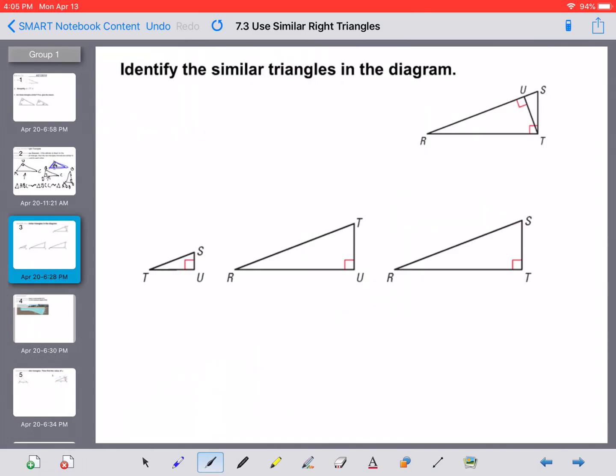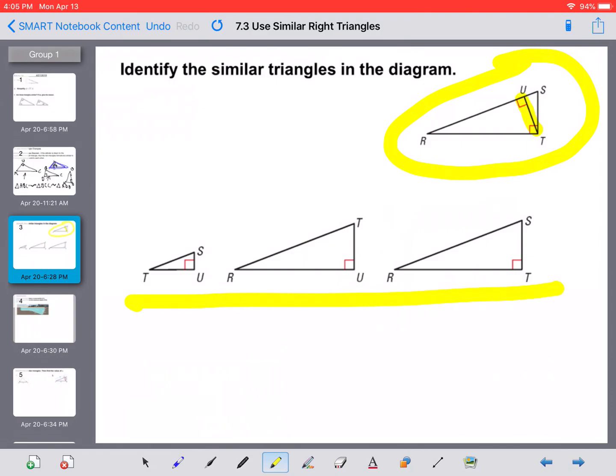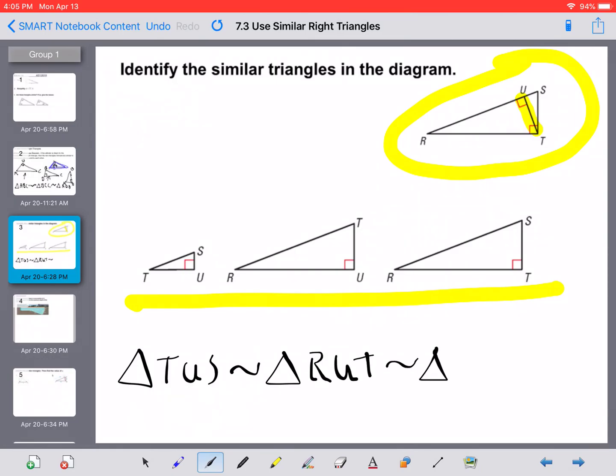Now here's another diagram that shows it in a different way. Here's the original triangle they started with. They drew an altitude to create three similar triangles. We're going to write a similarity statement, and I'm going to start with the small one down here and work my way up. So triangle TUS is similar to triangle RUT, which is similar to triangle RTS.